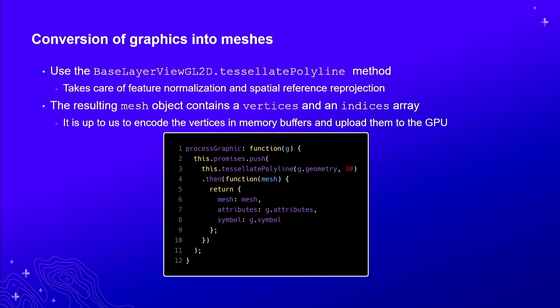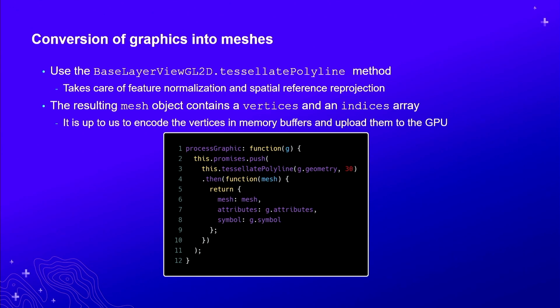It's the responsibility of the developer to map these vertices into GPU buffers using some sort of vertex format encoding. What does tessellatePolyline accept? In this case, the polyline tessellation function accepts a geometry. What type of geometry is it? In this case, it's a polyline geometry.